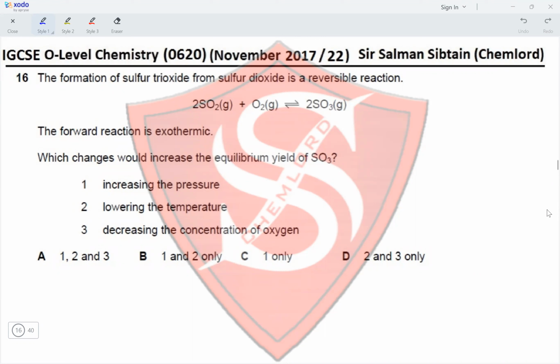In this equation, the number of moles of reactants is 3 and the number of moles of products is 2. So an increase in pressure will favor the forward reaction, thereby increasing the yield of SO3. So this is correct.